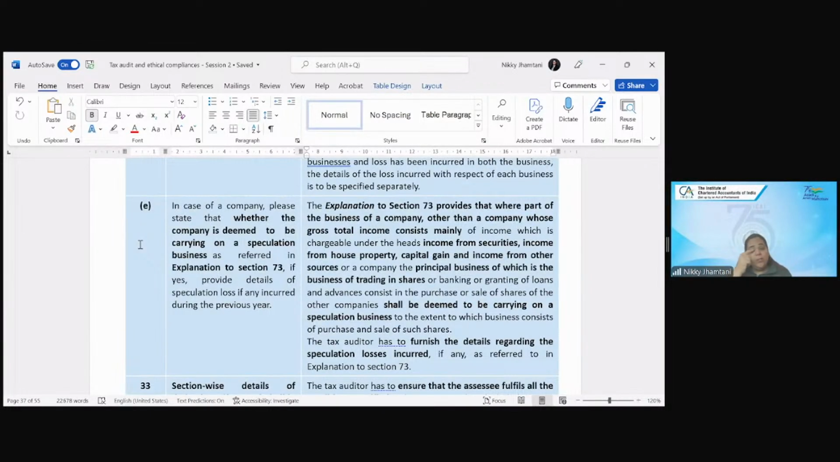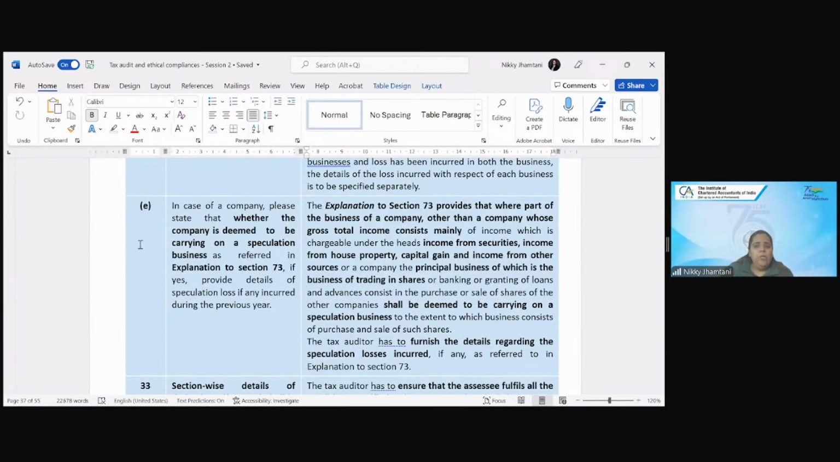So, the explanation to Section 73 provides that where part of the business of the company, other than a company whose GTI consists mainly of income which is chargeable under the heads income from securities, income from house property, capital gain, and income from other sources, the principal business of which is the business of trading in shares or banking or granting of loans and advances, consisted in the purchase or sale of shares of other companies, shall be deemed to be carrying on a speculation business to the extent to which business consists of purchase and sale of such shares.